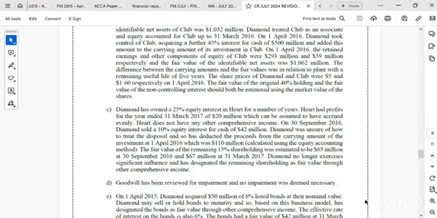Okay, are they going to be classifying this as disposal? Would this be considered as disposal? Yes, please. Why? Because the majority interest is sold.